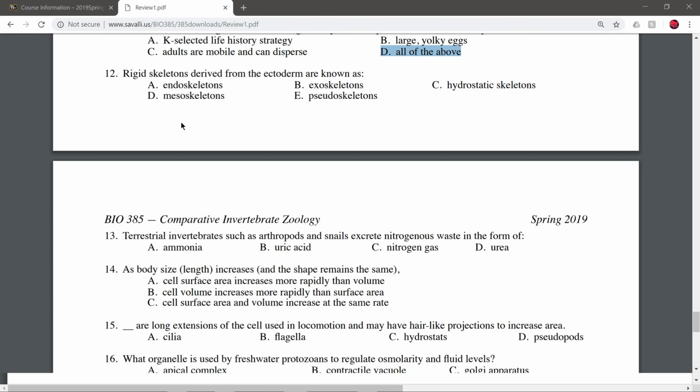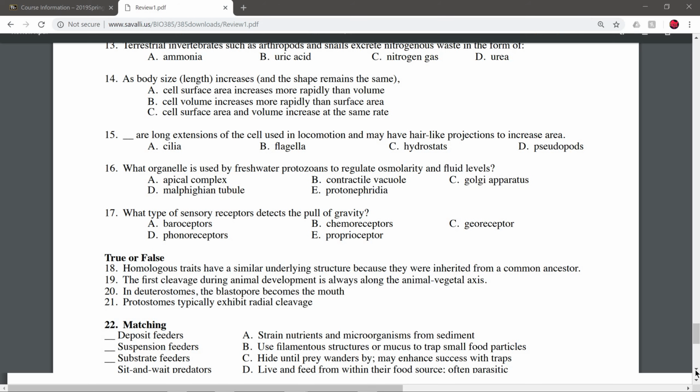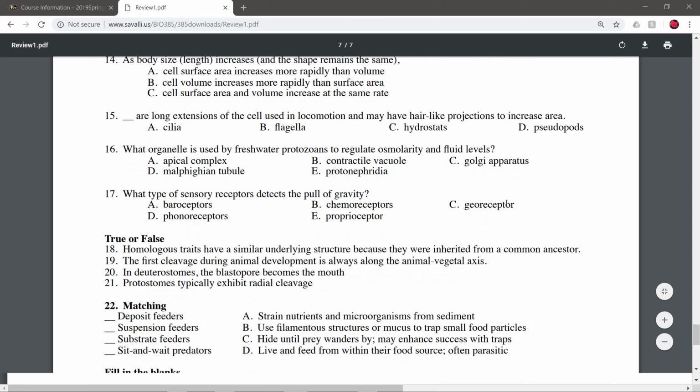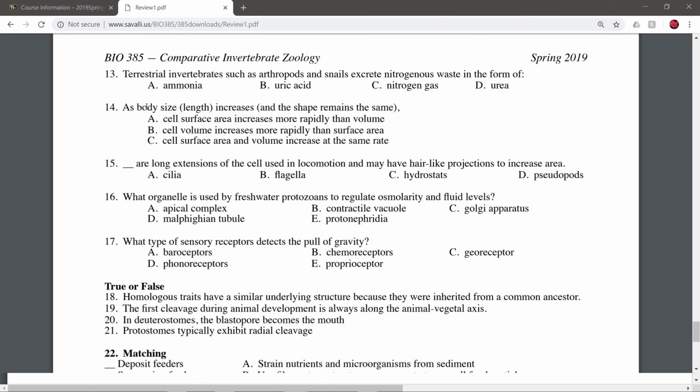All right. 12. Rigid skeletons derived from the ectoderm are known as A, B... How many say A, B, C, D, or E? All right, correct answer is exoskeletons. They're external, which means they're generally secreted by the ectoderm.